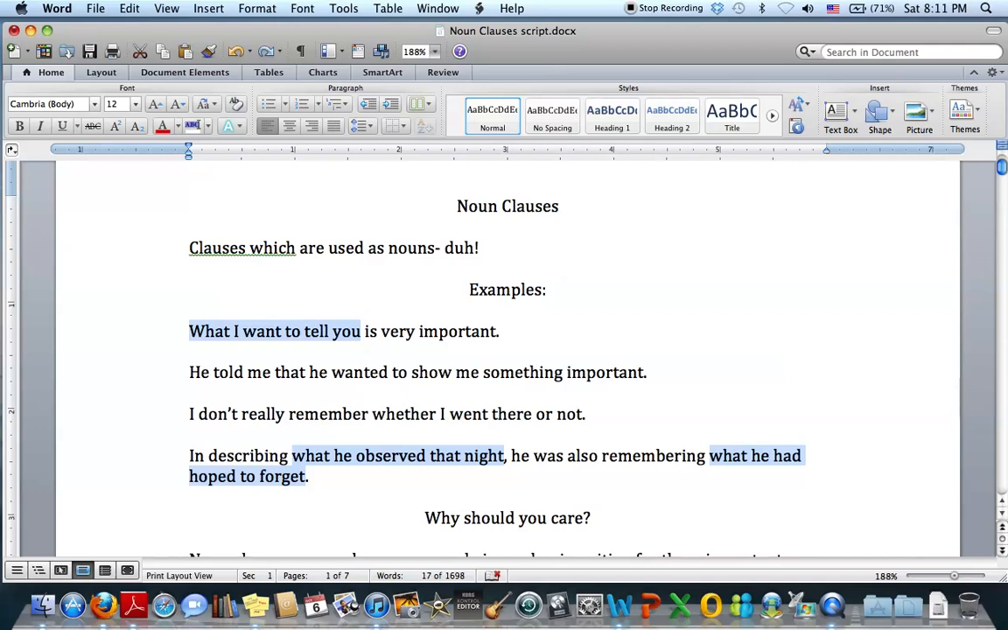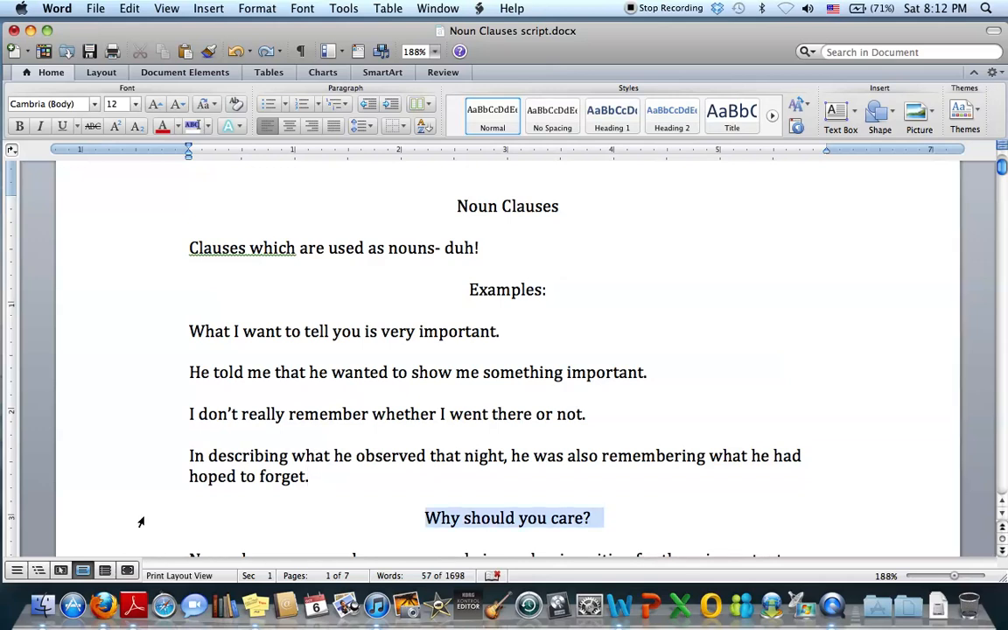Looking down here, in describing what he observed that night, we actually have things functioning as objects, describing something. Here's the thing right here, an object. What he observed that night. Next item, he was also remembering what he had hoped to forget. Again, acting as the object, just like we saw right up here. Okay, well great, there we go. Now we've got some noun clauses, we got the idea of what they are.